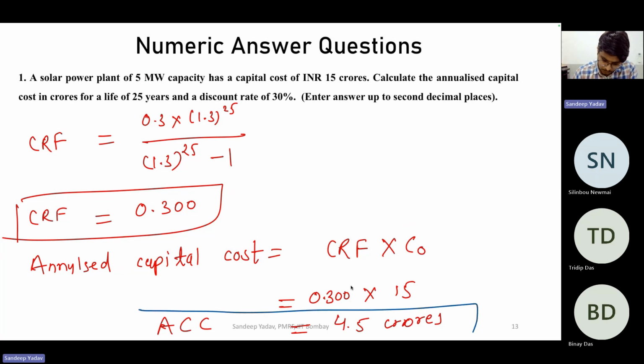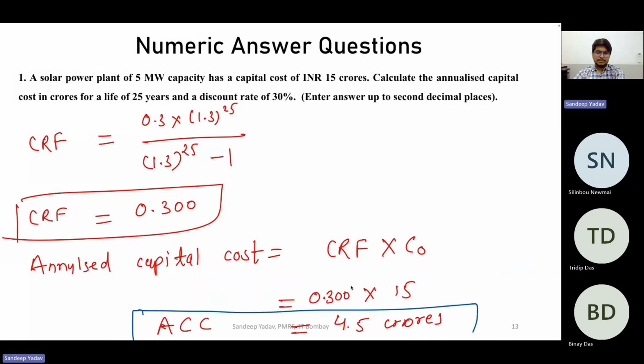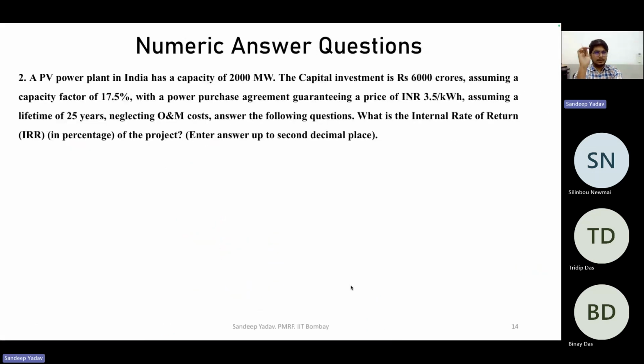I hope this is clear to all of you. If you are still facing any problem, you can let me know. First, we calculate the CRF, which we also call the annualization factor. Then we multiply it with the initial cost or capital cost to get the annualized cost. This is an easy question to begin with. Now moving ahead, if you don't have any doubt, okay.